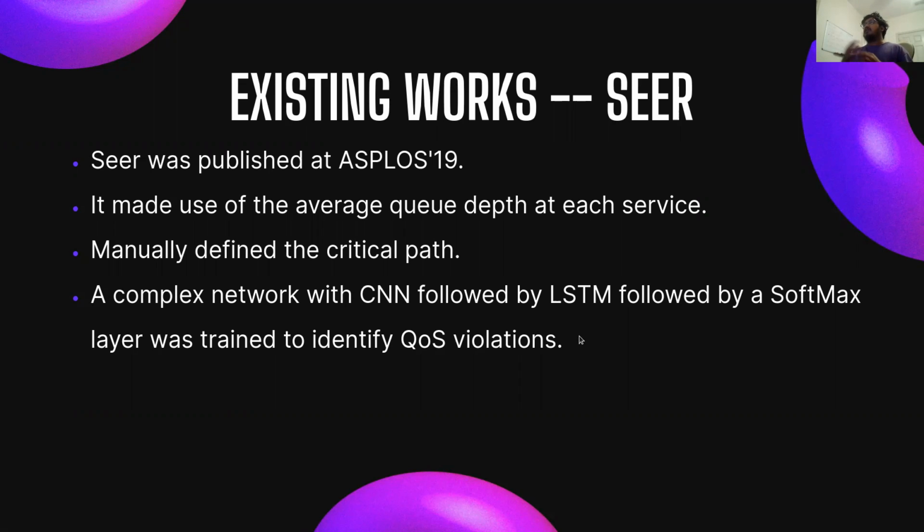What it does is it made use of the average queue depth at each service, which is the outstanding requests at each service, and then they manually define a critical path, and then they have a very complex network where you have a CNN followed by an LSTM followed by a softmax, and this was trained to identify QoS violations. And the input to this network was basically the queue depth of each service.